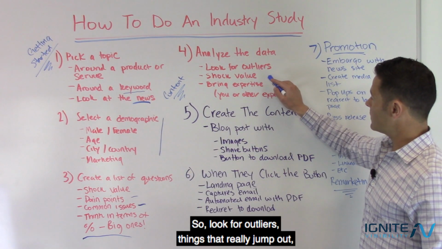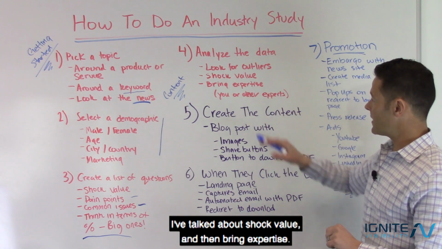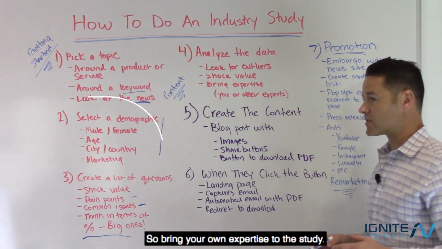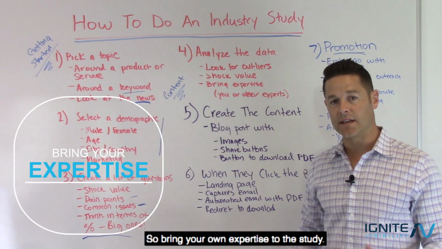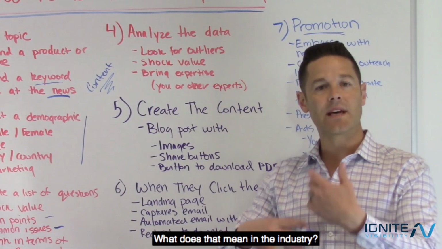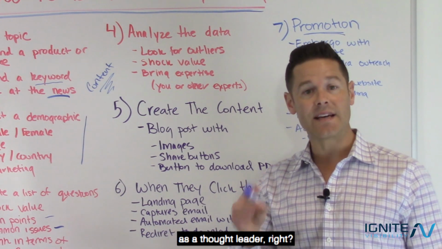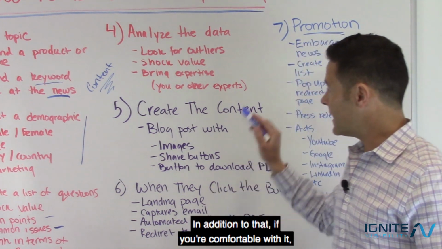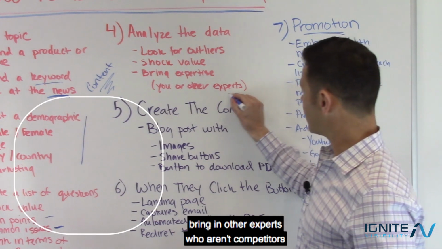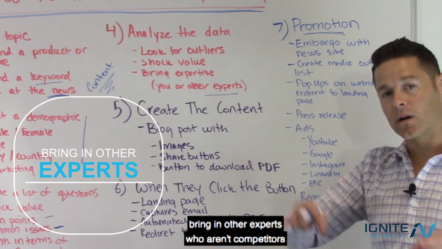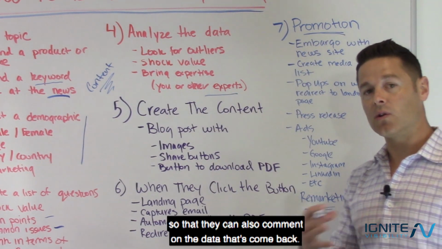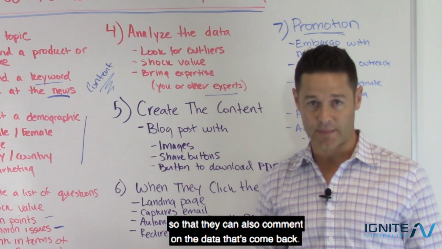So look for outliers, things that really jump out. I've talked about shock value, and then bring expertise. So bring your own expertise to the study. What does this data mean? What does that mean in the industry? That's also going to help position you as a thought leader, right? In addition to that, if you're comfortable with it, bring in other experts who aren't competitors so that they can also comment on the data that's come back.